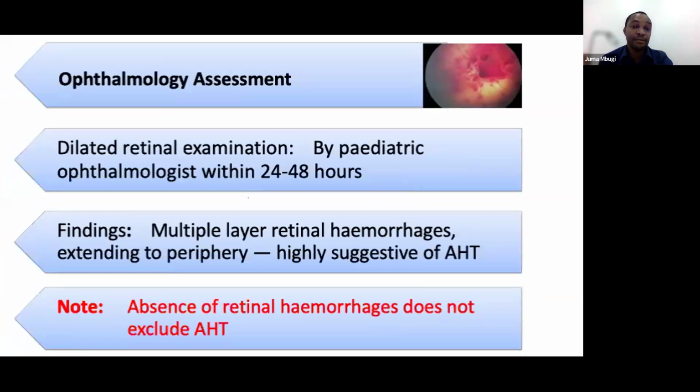And ophthalmology assessment. We saw that kids, especially with abusive head trauma, may present also with retinal hemorrhages. So we need an ophthalmology assessment, like a dilated retinal examination by an ophthalmologist within the set time, 24 to 48 hours. But again, the absence of retinal hemorrhages does not exclude abusive head trauma. So if you don't find retinal hemorrhage, that does not exclude abusive head trauma. So you should go ahead doing some other things.